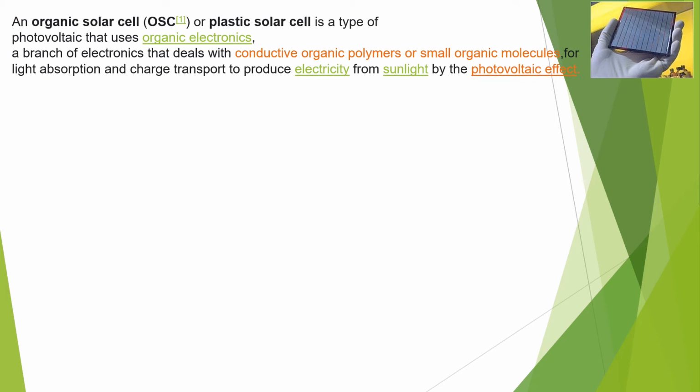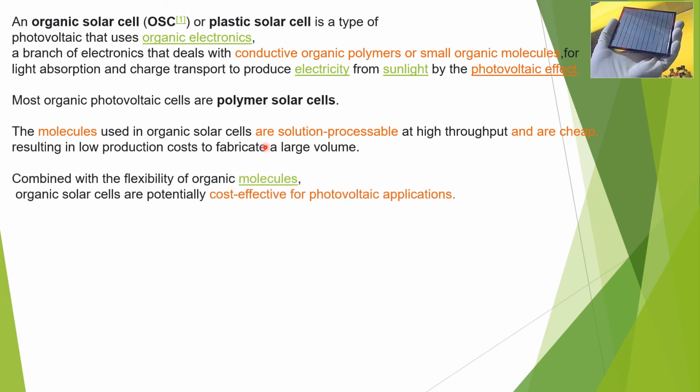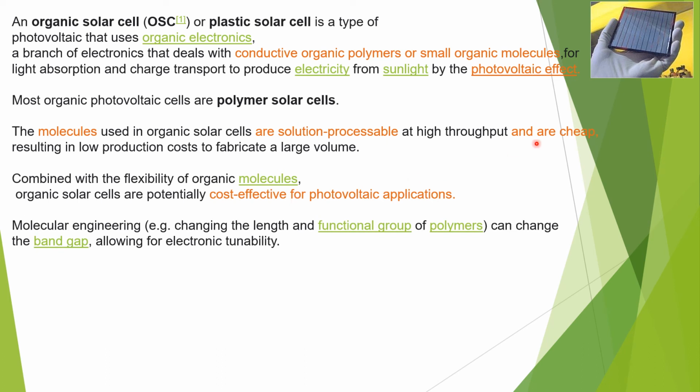Now, an organic solar cell or plastic solar cell is a type of photovoltaic that uses organic electronics. It is a branch of electronics which deals with conducting organic polymers or small organic molecules for conversion of sunlight into electricity by the photovoltaic effect. Most organic photovoltaic cells are polymer solar cells. The molecules used in organic solar cells are solution processable at high throughput and are very cheap, resulting in low production cost to fabricate large volumes. Combined with the flexibility of organic molecules, they are cost effective for photovoltaic applications.